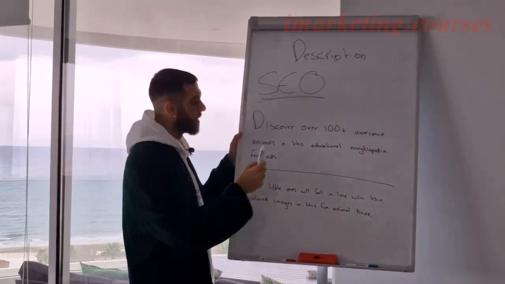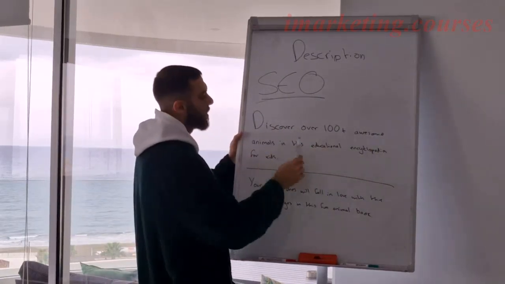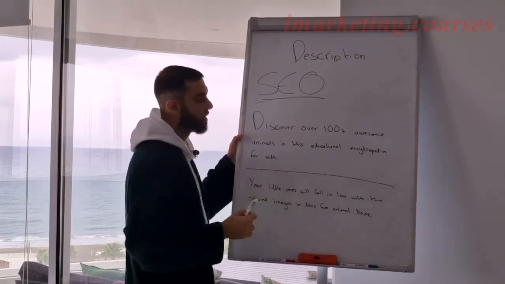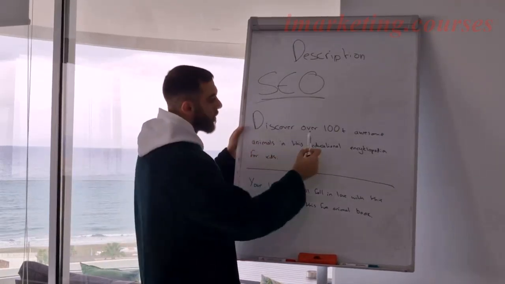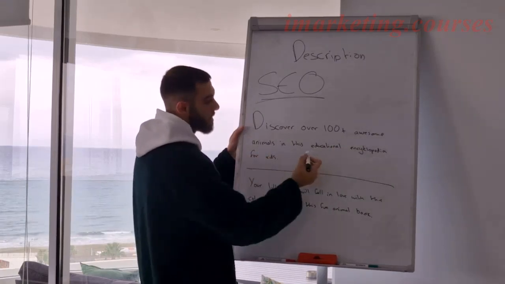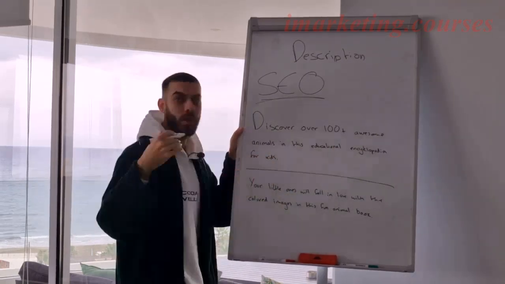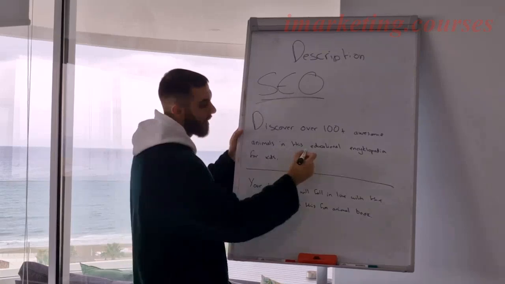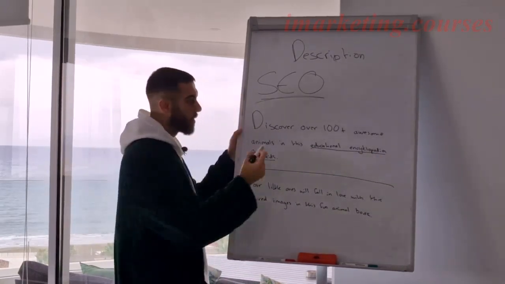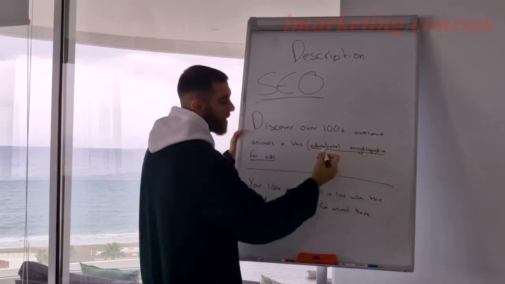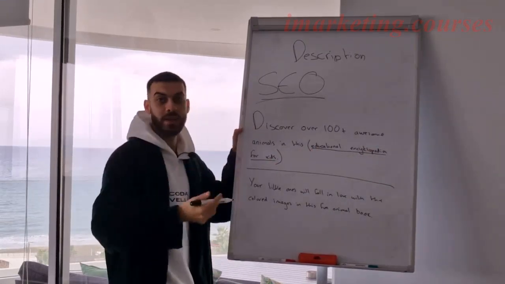One of my sentences might be, discover over 100 awesome animals in this educational encyclopedia for kids. It sounds like a normal sentence, but which one do you think is the search term? It's educational encyclopedia for kids. Amazon's going to go in, read the sentence, and it's going to extract educational encyclopedia for kids. And now I can index for that keyword.